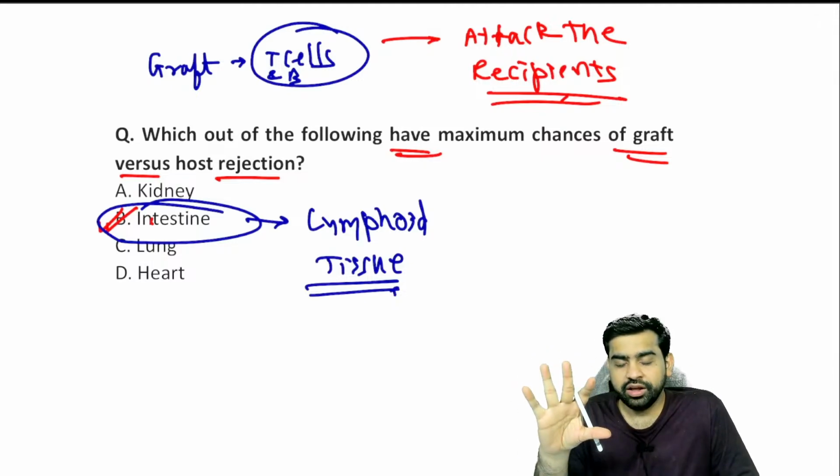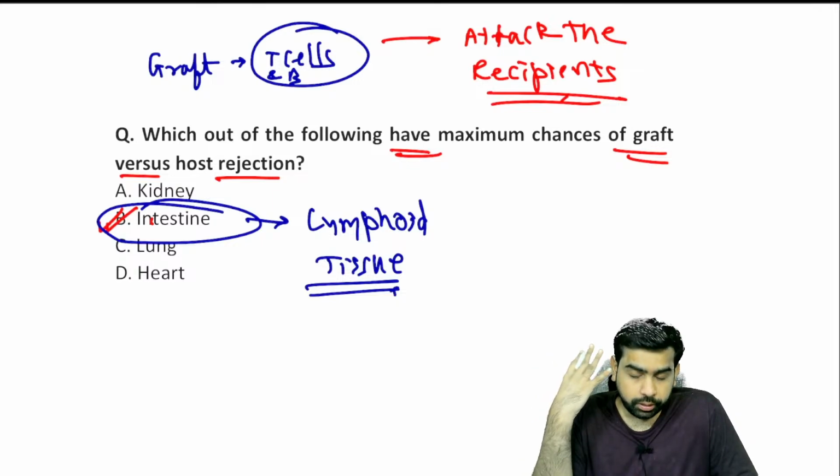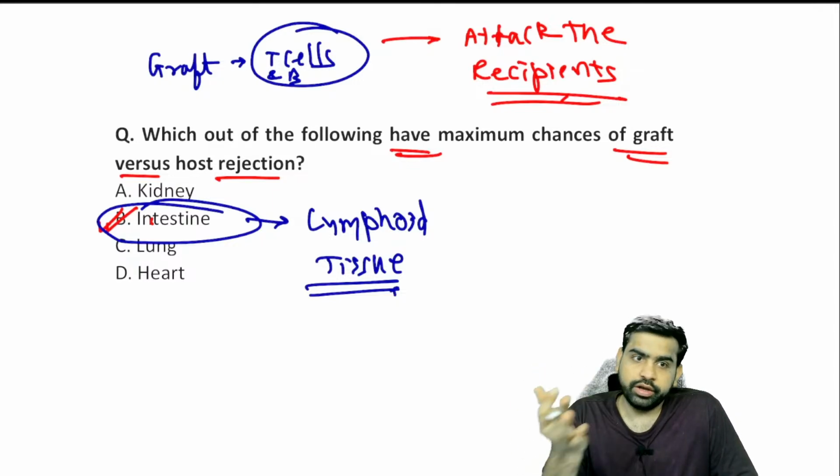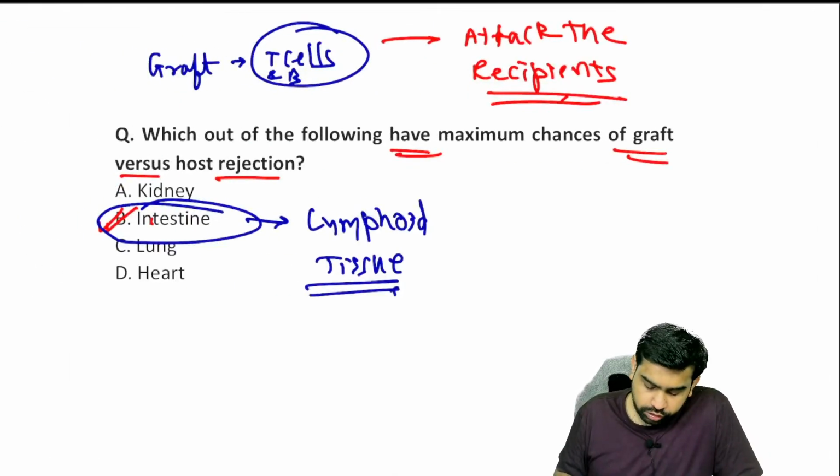So indirectly, what they are trying to ask is which of these organs has more lymphoid tissue. The answer over here is the intestine. We do understand that Peyer's patches and other things are there. So yeah, the answer over here is the intestine. I hope you have understood what graft versus host rejection is.